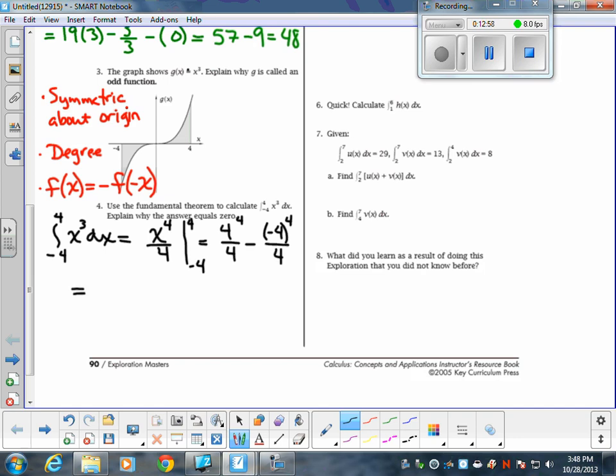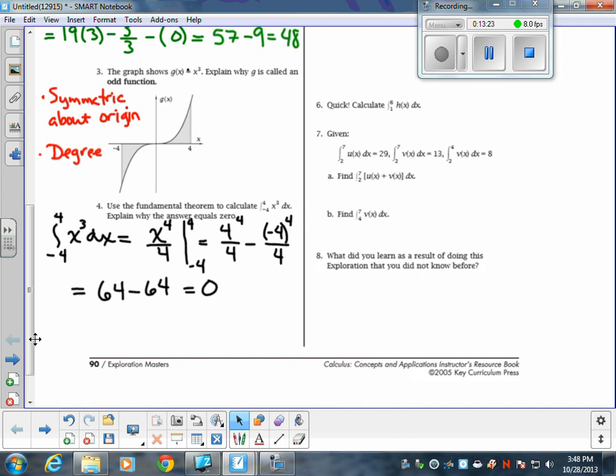So I go to work simplifying this, and 4 to the fourth divided by 4 is really just 4 cubed, which is 64, minus negative 4 to the fourth divided by 4, which is 64, and 64 minus 64 is 0. So again, this is getting back to this concept of a signed area. And I'm going to erase what I've written so I can look at my graph.